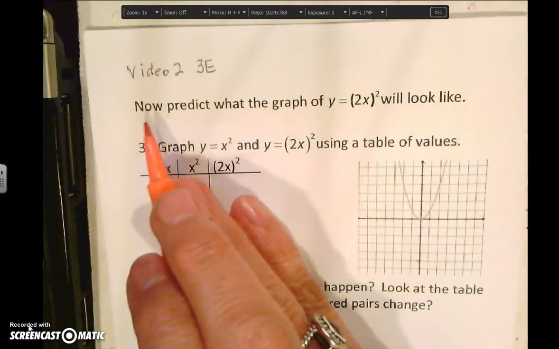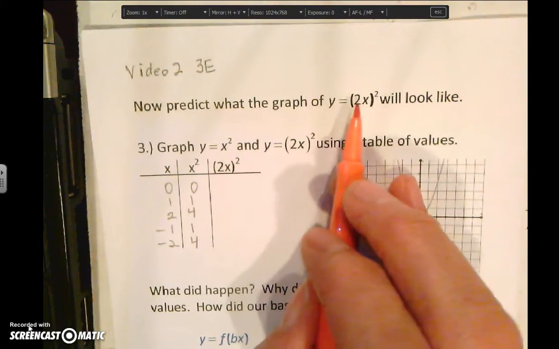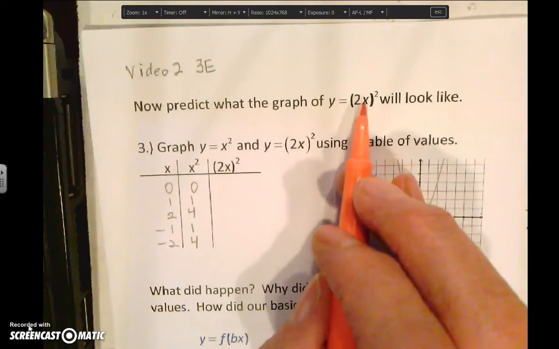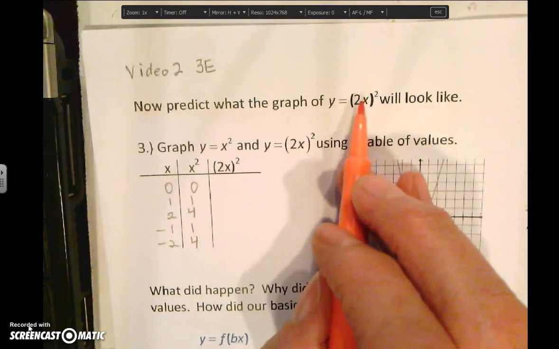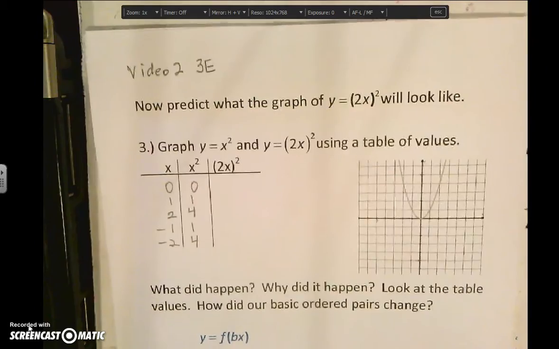All right, so now let's go another direction. See if you can predict what you think the graph of y equals 2x squared is going to look like. So before the 2 was out front, what would it look like if I put the 2 inside my parentheses? So my input is 2x and I square it. What do you think? All right, so let's check it out.